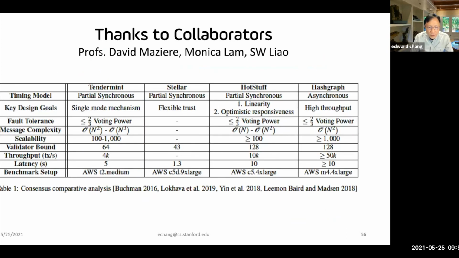And this is a picture thanks to Professor David Hsu, Monica, and Shiwei Liao at NTU. We tried many different consensus protocols, and eventually we identified Stellar and Tendermint. Those are two good protocols we can employ.